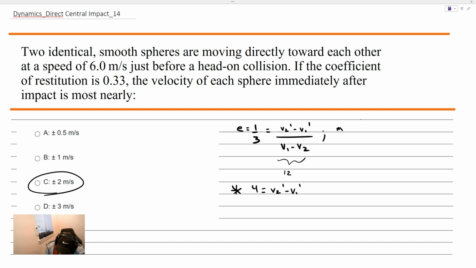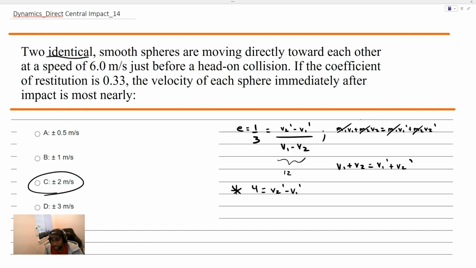If we look at those terms, M1 V1 plus M2 V2, that's equal to M1 V1 prime plus M2 V2 prime. The first thing here is that we don't have a mass, but what we do know is that the spheres are identical. That means that their masses are going to be equal. If their masses are equal, we can get rid of all of these mass terms. What we get is that the sum of the two speeds here is exactly equal to the sum of the speeds after impact.